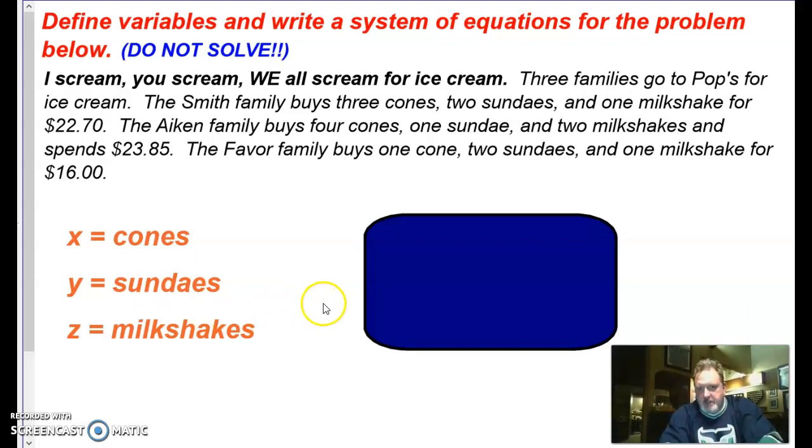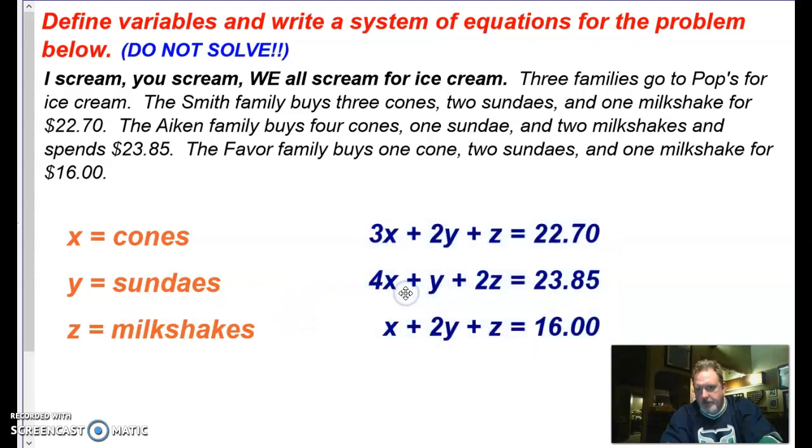The first family, the Smith family, they bought 3 cones, 2 sundaes, 1 milkshake. There was their total cost. The Aiken family had 4 cones, 1 sundae, 2 milkshakes. There's their total. And then we had the Faber family, had 1 cone, 2 sundaes, 1 milkshake.